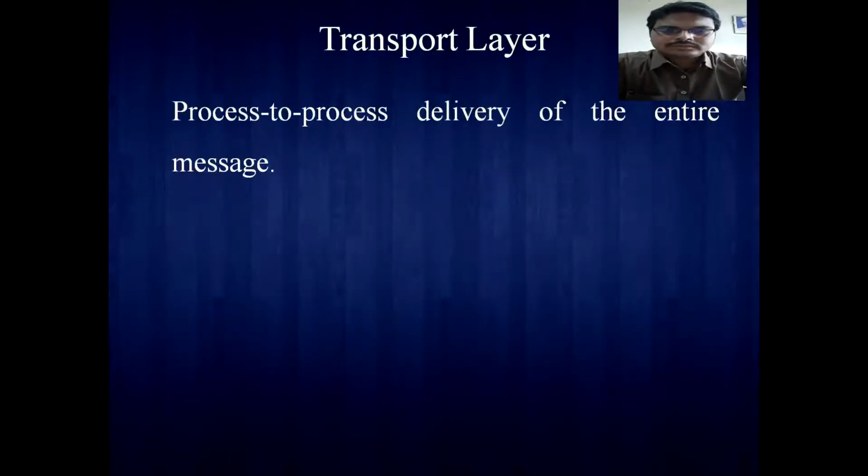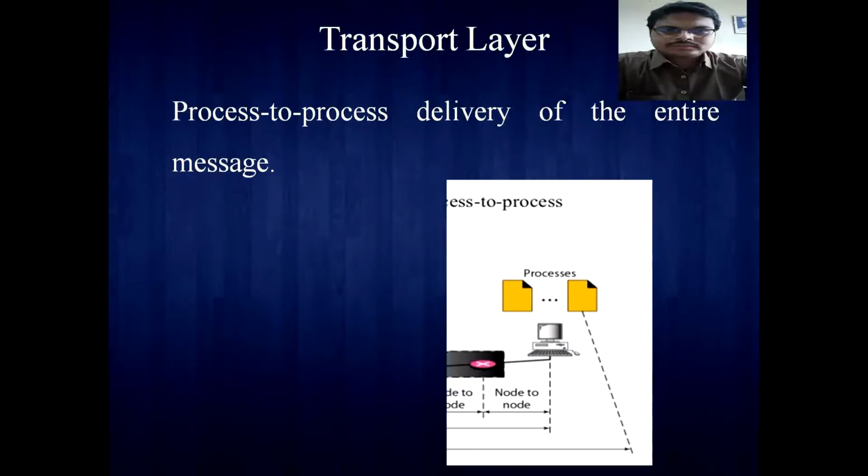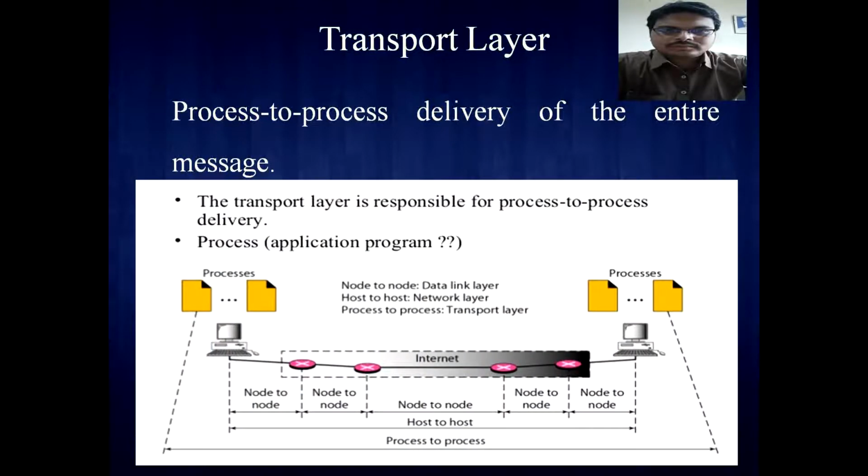Coming to the transport layer. The transport layer is responsible for process to process delivery of the entire message. Here the process is an application program running on a host. Node to node delivery happens in the data link layer, host to host delivery in the network layer, and process to process delivery in the transport layer. Here the process to process communication is done at the transport layer.